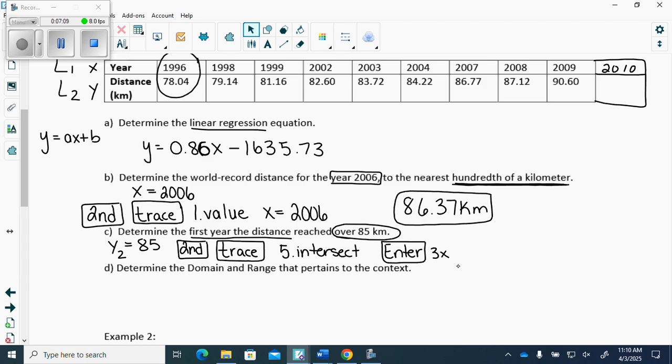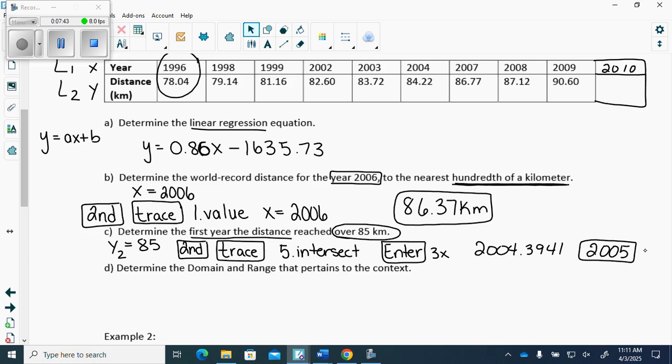Figured it out? So intersection for this one is 2004.3941. It says the first year it reached over 85. So that's when it reaches 85. So what am I going to have to go to be over 85? 2005. Do you guys have it figured out? You have it figured out too? You have it.